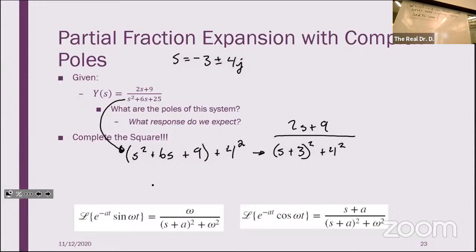And now when we look at our damped sinusoidal constructs from the Laplace transform table, we see that this looks very similar to what we want. So comparing these, we see that in this case, a would have to equal 3 and omega would have to equal 4, by the way that we've written it.